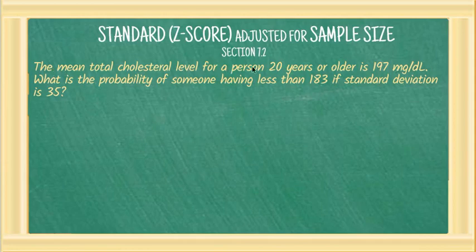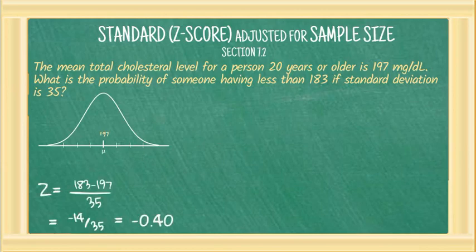So the mean cholesterol level for a person 20 years old is 197. Okay, what's the probability of someone having less than 183 if the standard deviation is 35? This should seem familiar from back in chapter 6. Here's our mean, called mu, and our deviation is used to get our z-score. So we take the score we're interested in, 183, minus the mu, or the mean, over the standard deviation, which gives us a z-score of negative 0.4.